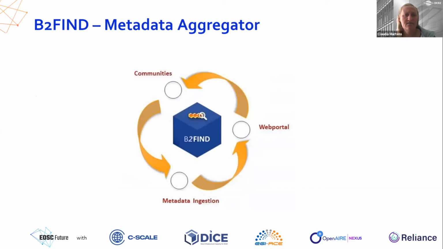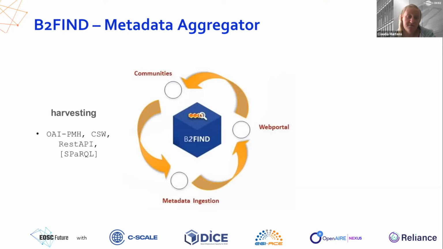B2Find is not only a search portal, but also a metadata aggregator. It works in a way that we have communities, as we call them. Those are the data providers from where we get the metadata records. We do a metadata ingestion, which includes a mapping, and then we upload everything to the web portal. This part here, the harvesting part, is done with different methods.